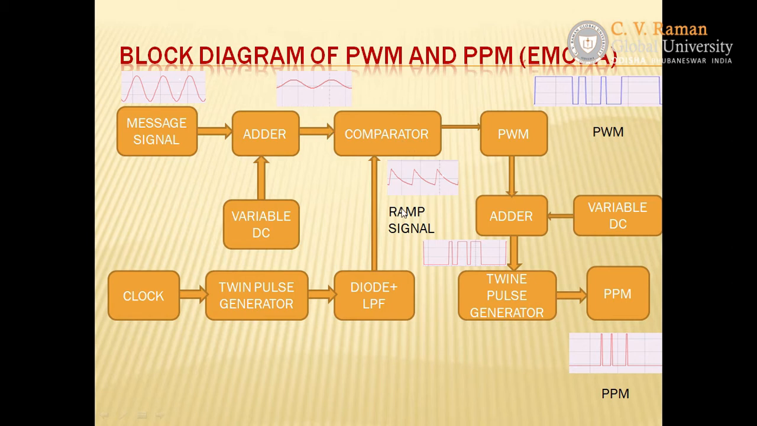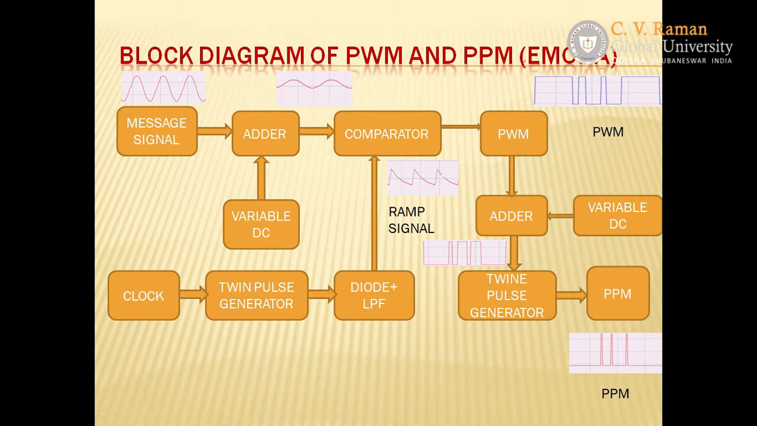The ramp signal, how we are generating it in Emona, you can see, first you have to generate a clock, and that clock will be given to the twin pulse generator. Again that twin pulse output will be given to a diode plus low pass filter, and this output will be your ramp. The final output will be your ramp signal. Then you are comparing this ramp signal and the message signal added with DC. So after comparison you will be getting the PWM signal.